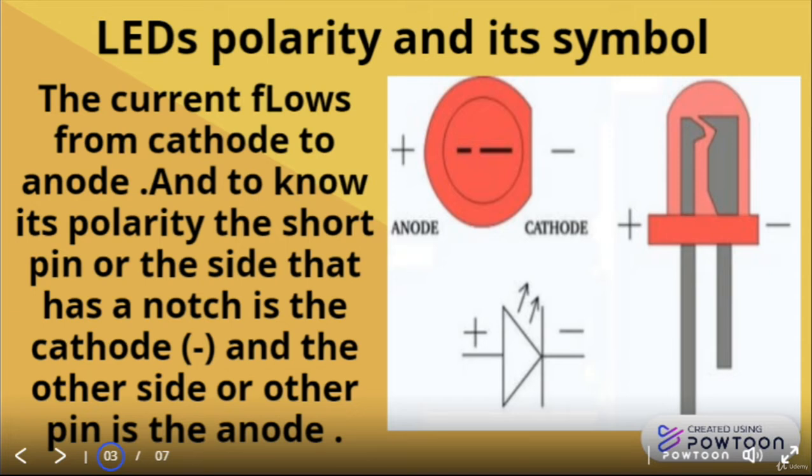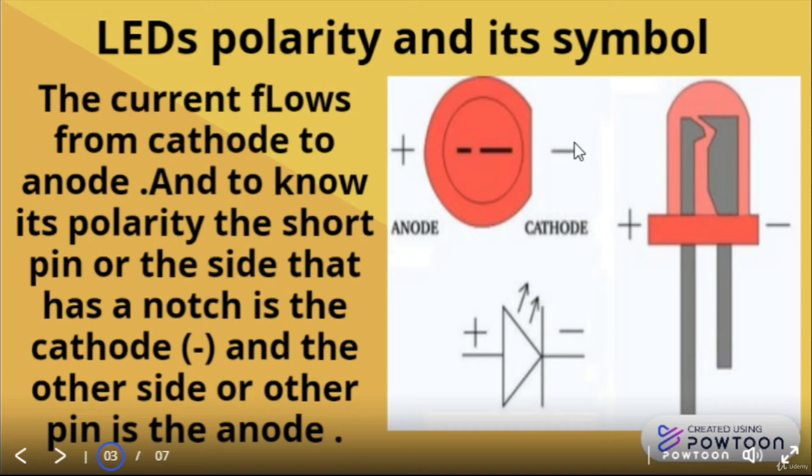Okay, so that means that the anode must be connected to the positive and the cathode must be connected to the negative. Okay, so which is the pin that must be connected to the negative and the pin that must be connected to positive? The short pin is the pin that must be connected to negative. Or also, if we cut the pin and we don't know which pin is the shorter pin, at the side of the LED there is a notch.